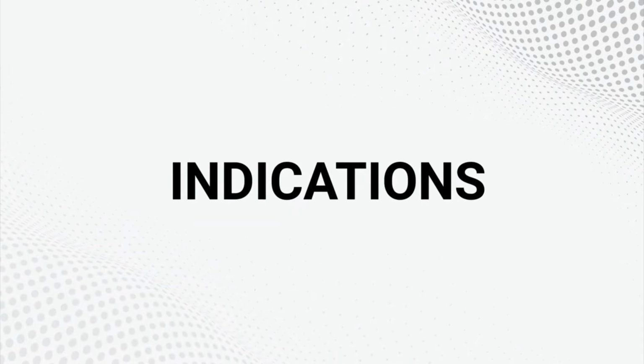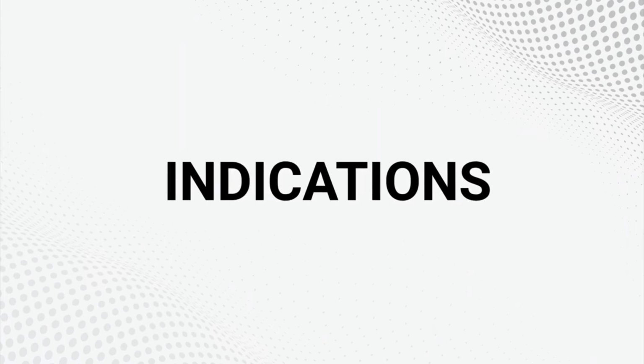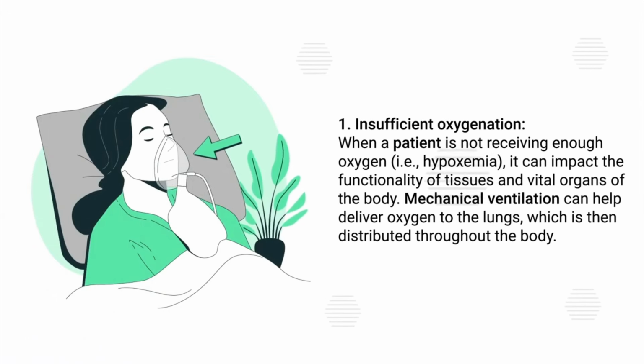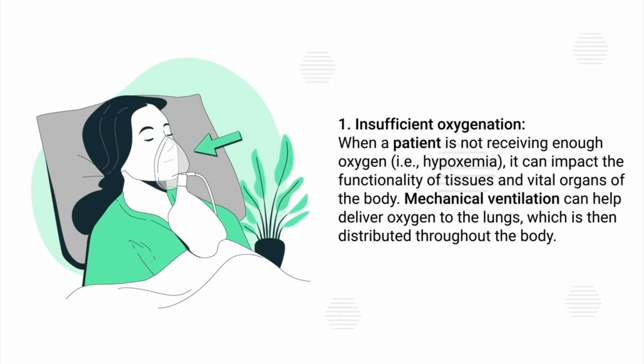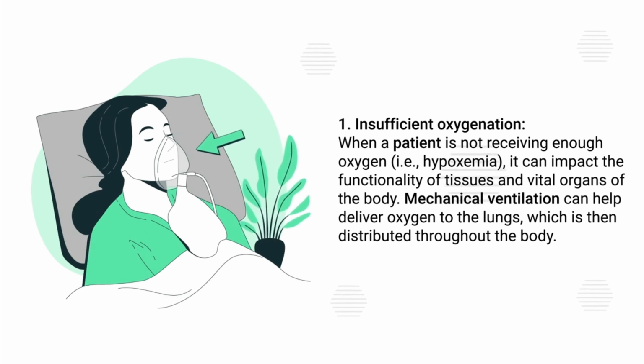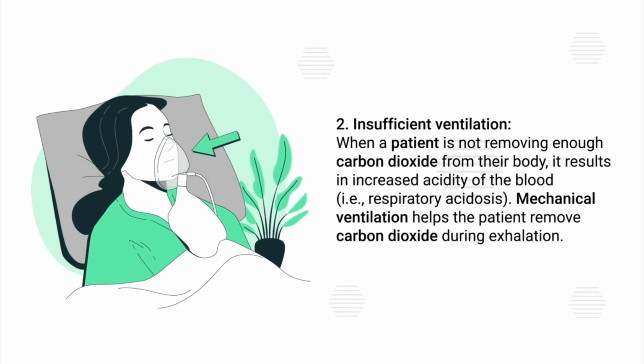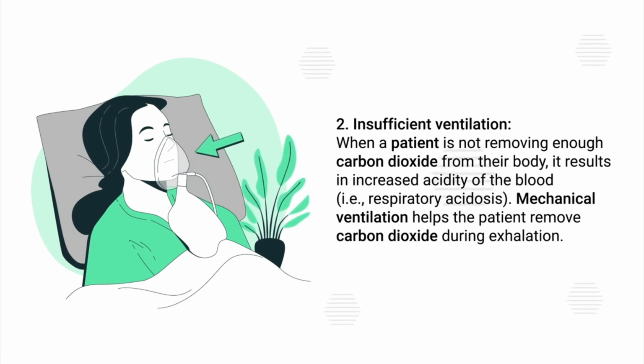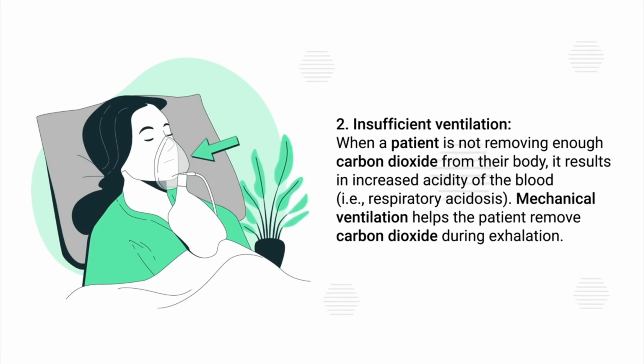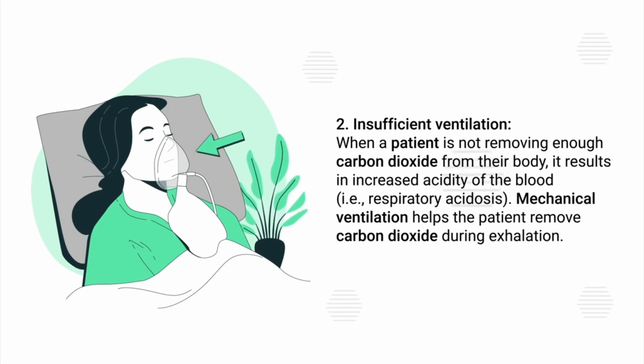Some of the most common reasons why a patient may require ventilation include insufficient oxygenation. When a patient is not receiving enough oxygen, it can impact the functionality of tissues and vital organs of the body. Mechanical ventilation can help deliver oxygen to the lungs, which is then distributed throughout the body. Insufficient ventilation. When a patient is not removing enough carbon dioxide from their body, it results in increased acidity of the blood. Mechanical ventilation helps the patient remove carbon dioxide during exhalation.